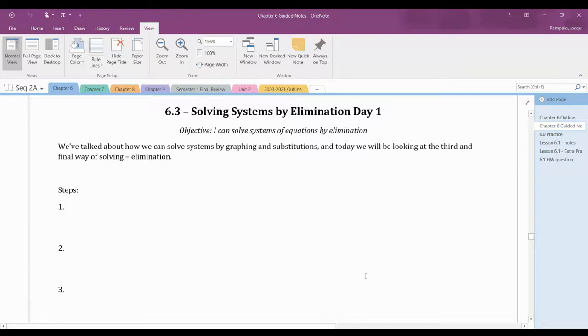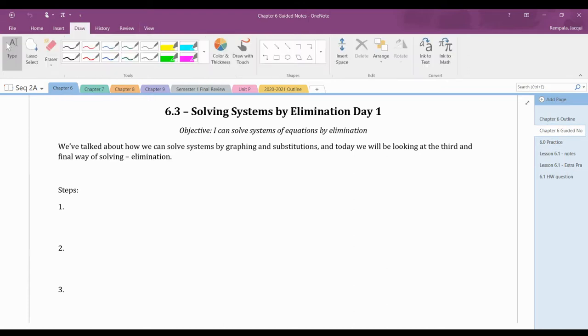Today we're going to look at the third and final way of solving a system. So today we're going to solve systems of equations by elimination. We've talked about how to solve them by graphing. We've also talked about how to solve them by substitution. So now elimination is this third and final way. So let's talk about the steps on how we would do elimination.